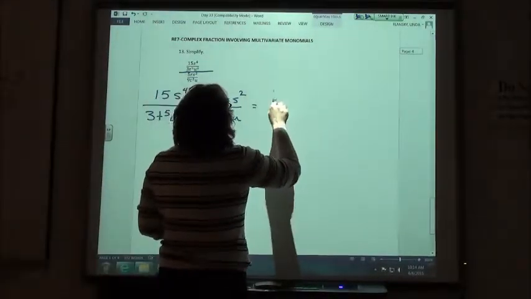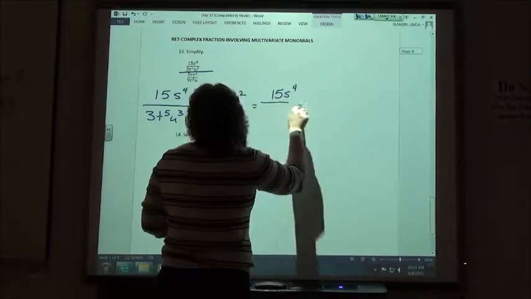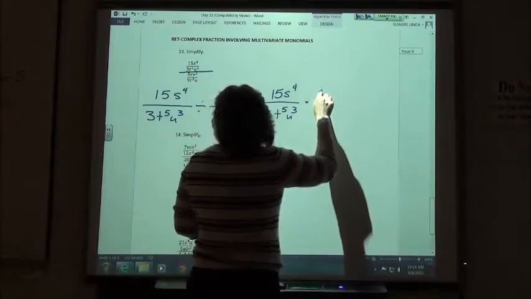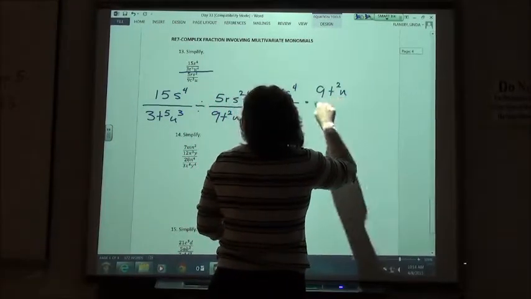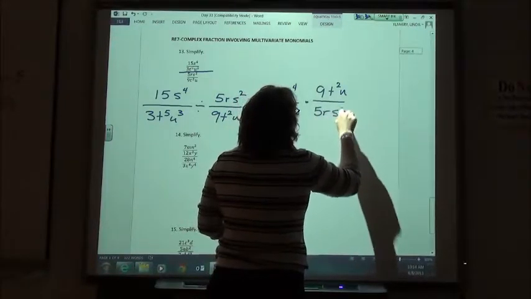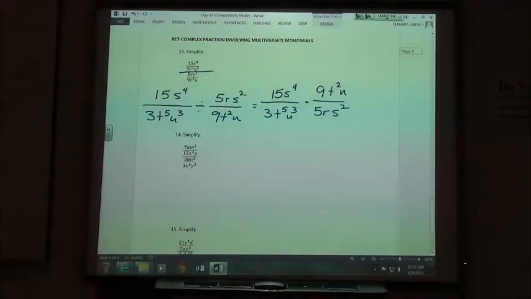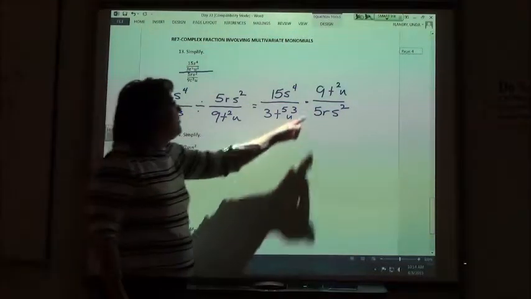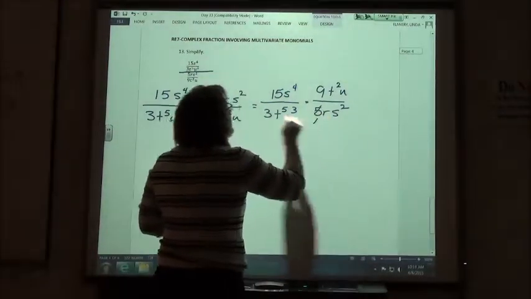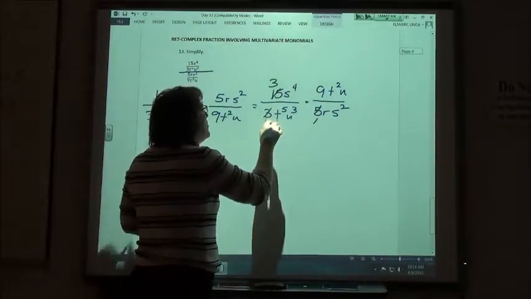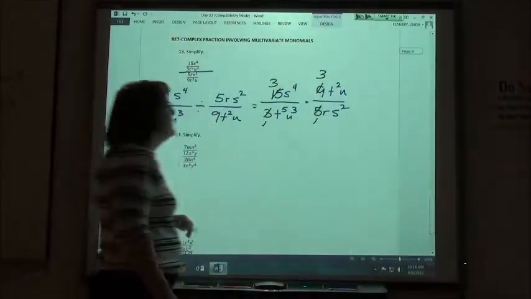So 15s to the 4th over 3t to the 5th u to the 3rd times the reciprocal, 9t squared u over 5rs squared. So this one doesn't have repeats of variables in it, so we can just go ahead and do canceling in there. We can reduce the 5 and the 15. 5 goes into here once, into here 3 times. We can reduce the 3 with the 9. 3 goes into here once and into here 3 times.